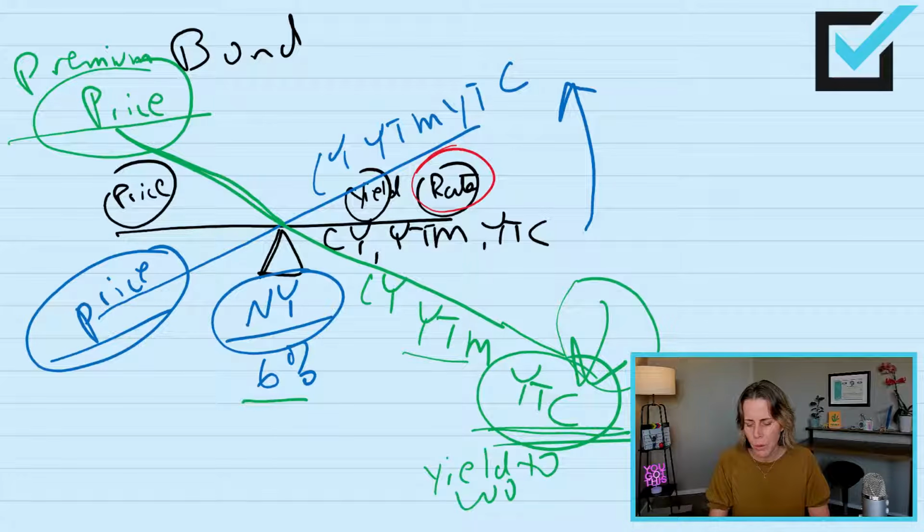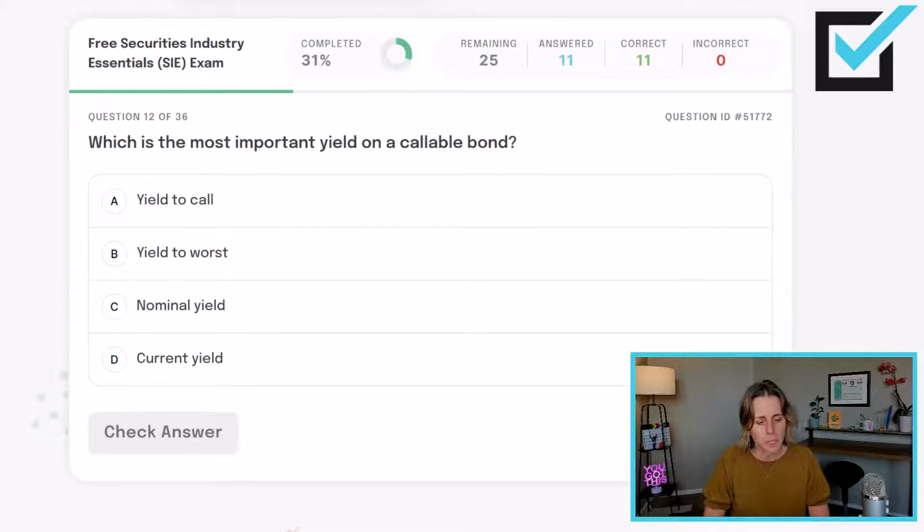Yield to worst. All right, so let's go back to the question. Make sure that I've explained what you need to know. Let's see. Which is the most important yield on a callable bond? Yield to call, yield to worst, nominal yield, or current yield? So you might be thinking there's two choices that are the same. And I don't disagree with you. But what is it called?